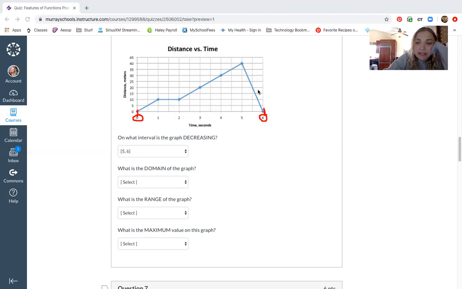That was a really, really scattered drawing, so I'm going to take that off. So my domain is from 0 to 6. Everywhere from 0 to 6 along the x-axis.